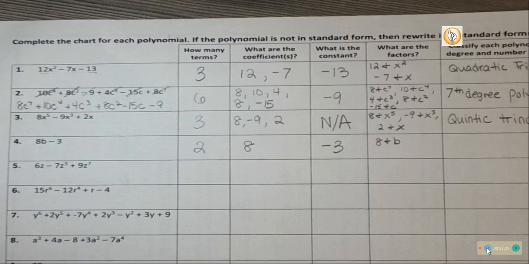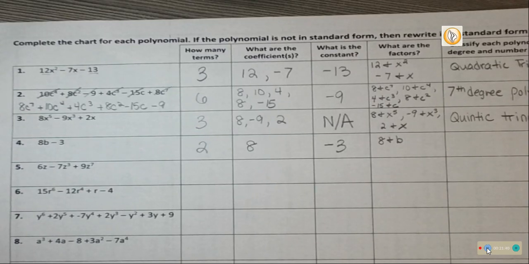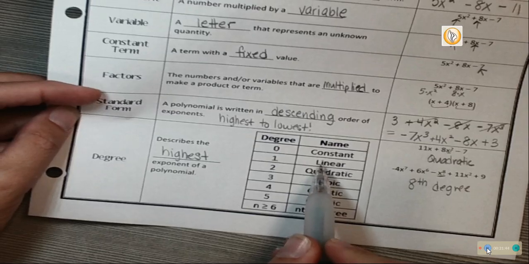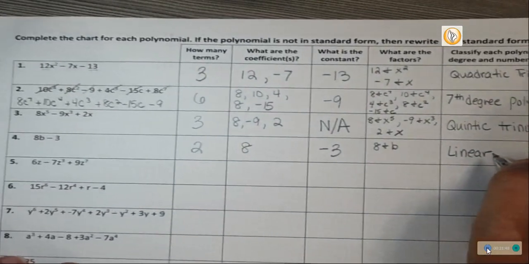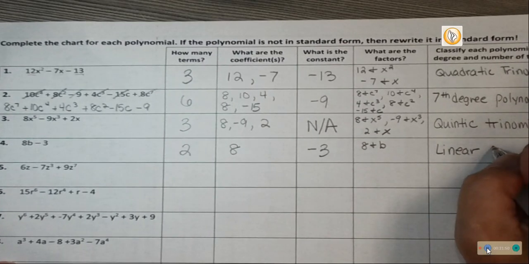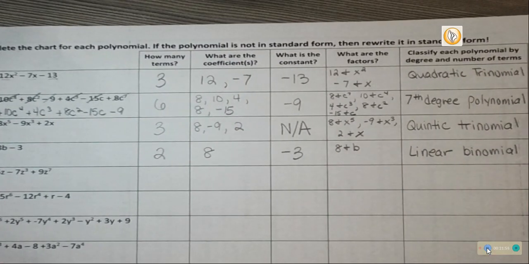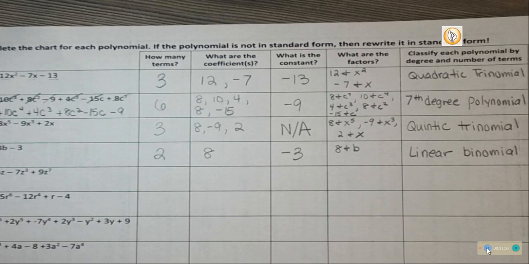Now, classify this thing by degree. What's your highest exponent? 1. And so 1 is linear. So linear. And you had 2 terms, which makes this a binomial. So you got a linear binomial.